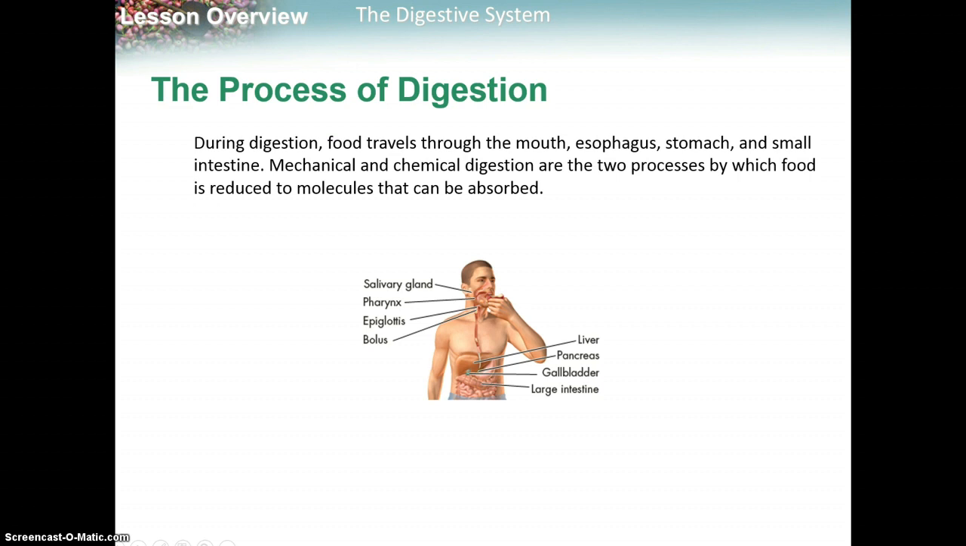Okay, so going through each part, we're going to take a glance at each individual part of the digestive system, the different organs. Again, we're going to focus on mechanical digestion, where that happens, and the places where chemical digestion can happen. We'll cover the mouth, the esophagus, stomach, small intestine, large intestine, and some accessory organs.